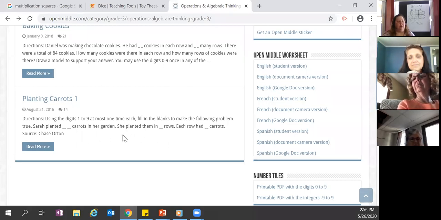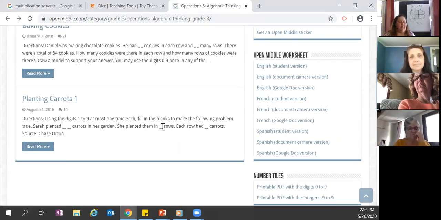So this one might be a great beginner problem for 3rd grade, whereas this one might be a little more challenging, because I could make up the problem. Sarah planted 12 carrots in her garden. She planted them in 3 rows. Each row had 4 carrots. And so I've only used 1, 2, 3, and 4, and I've only used them once each.